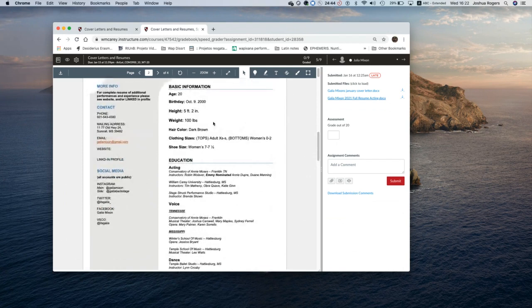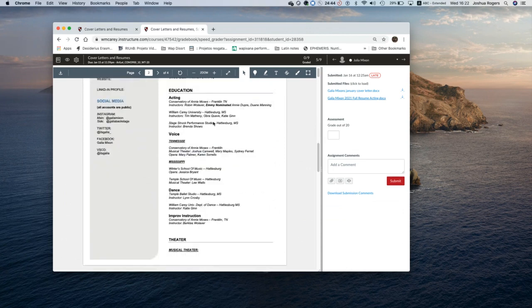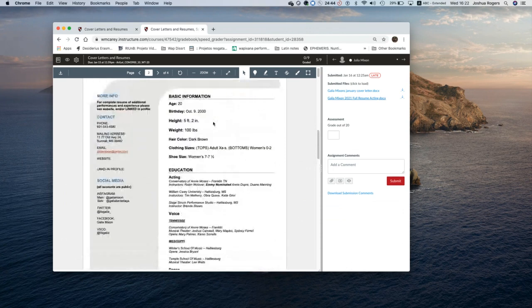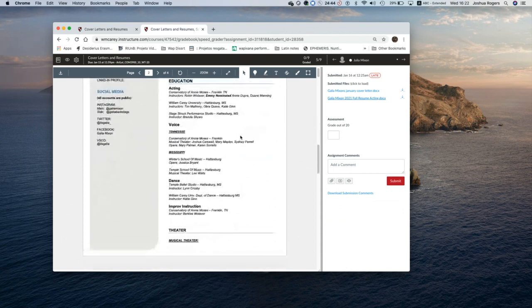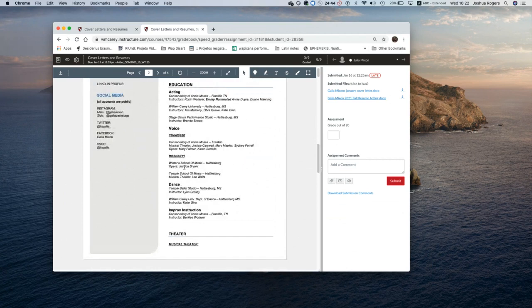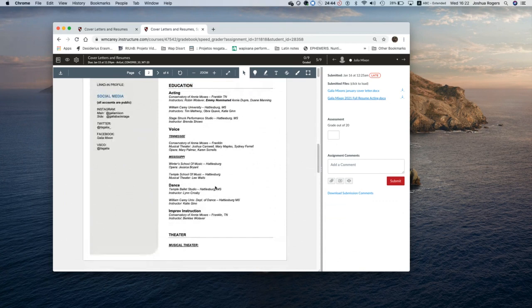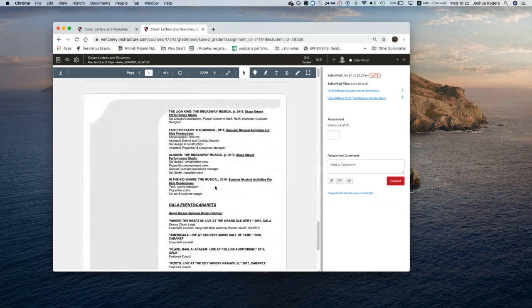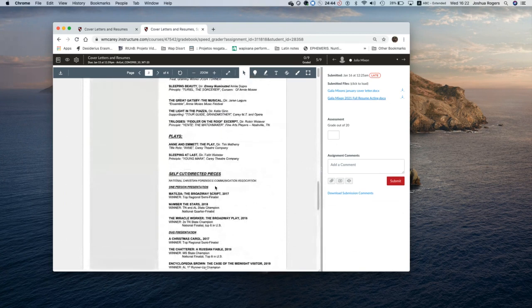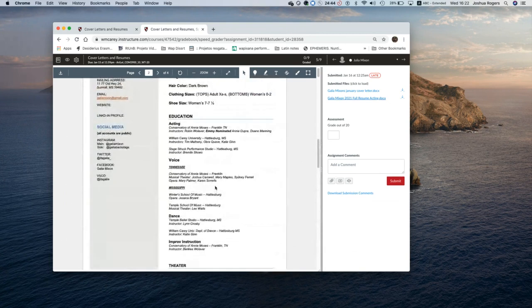Then you flip over on the backside and you see all that relevant information about what she calls basic information, which unfortunately, again, as an actor, it's all about your body type. And then thirdly, it's all the other opportunities and education that she's had. So honestly, this is a great resume for acting.